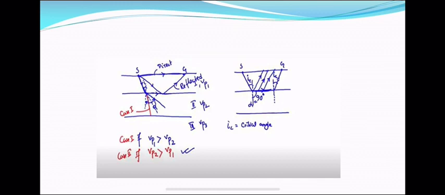So we are now considering the direct ray and the refracted ray. If we increase the distance from the source to the geophone, the possibility of the refracted rays reaching the geophone will increase.